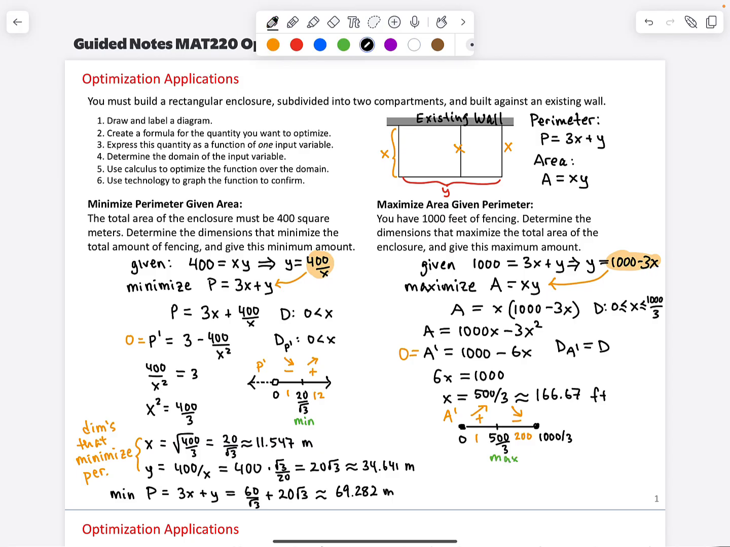So if x is 500 thirds, then y is, using our relationship between y and x up here, substitute 500 thirds in for x, and we wind up getting 500 feet for y. And then the max area will be x times y, where x is 500 thirds, and y is 500, so we get 250,000 thirds, and the unit here would be square feet.